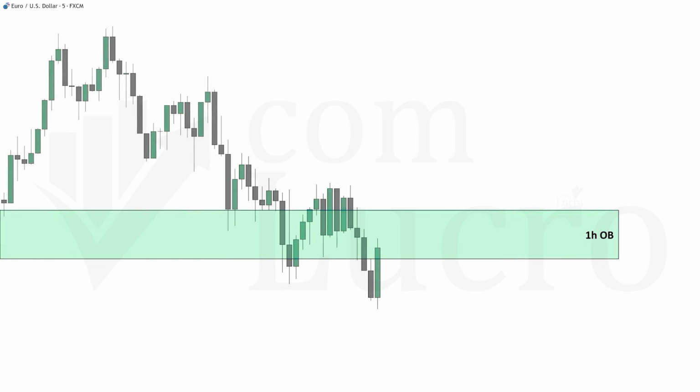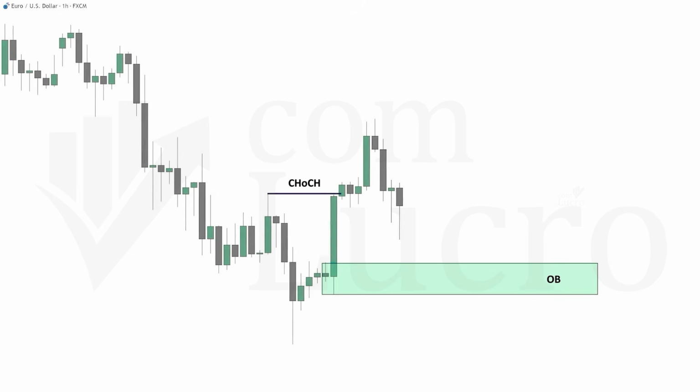Now let's go back to the 1-hour chart. On this chart, we still have another unmitigated order block zone below. If the price moves down into this area, we'll once again switch to the lower time frame to look for a precise entry signal. Let's see how the price develops next.